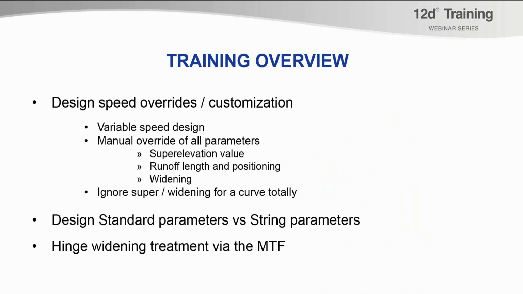We'll also look at design speed overrides and customization. In other words, we're able to achieve variable speed design. We can do manual override of all parameters, super elevation value, the runoff length, and the positioning of the runoff length, road widening, and also options to ignore the super and widening for a curve totally. We'll look at design standards, parameters versus string parameters where they are different. And finally, hinge widening treatment via the MTF file.